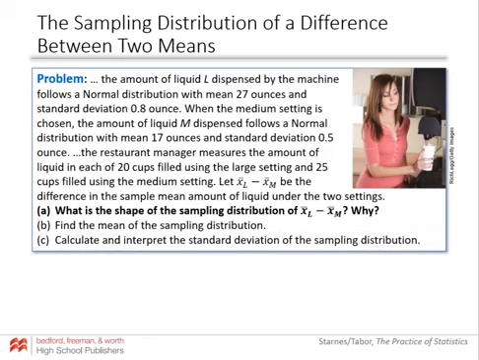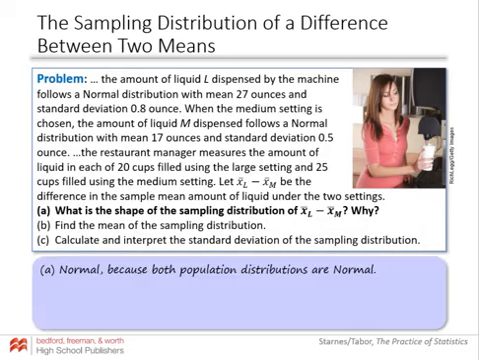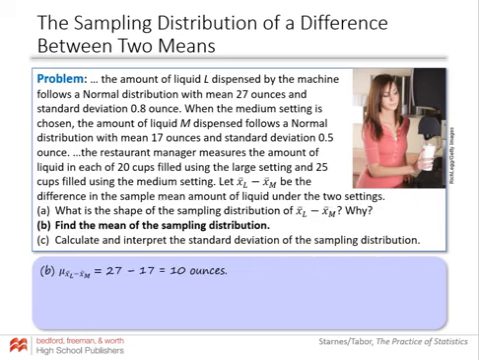All right, so what is the shape of this sampling distribution? It is normal because both population distributions are normal. They tell you that in the problem. Okay, the mean is going to be the mean of the large one, which is 27, minus the mean of the medium, which is 17. So our mean of the difference is 10 ounces.